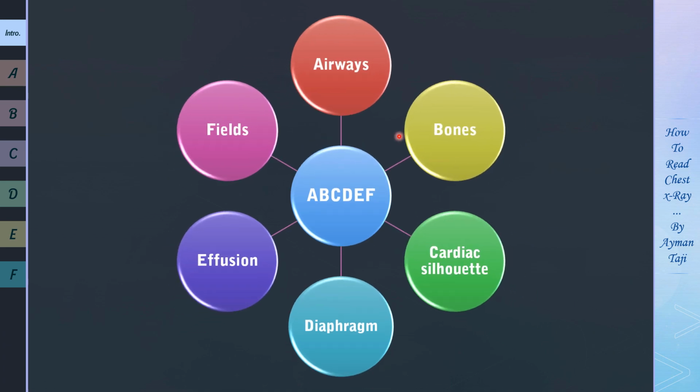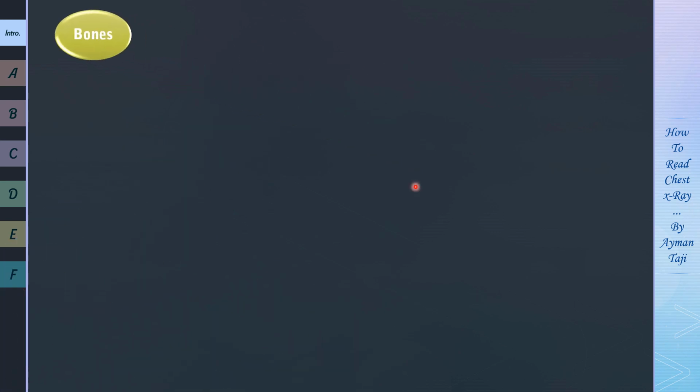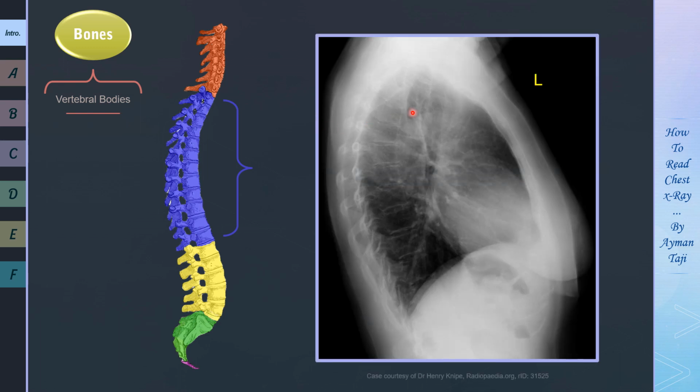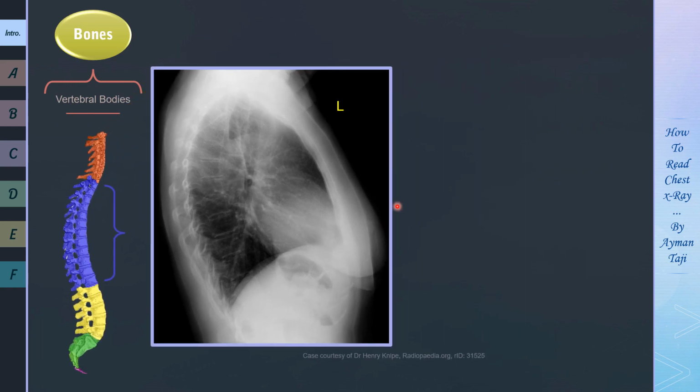And the next thing we'll check in our system of reading CXR is bones. And first, the vertebral bodies. As we know, vertebral column is a series of approximately 33 bones called vertebrae, and this column can be divided into 5 different regions. The first 2 are 7 cervical vertebrae and 12 thoracic vertebrae. And the main part we see on a chest X-ray is the thoracic part.